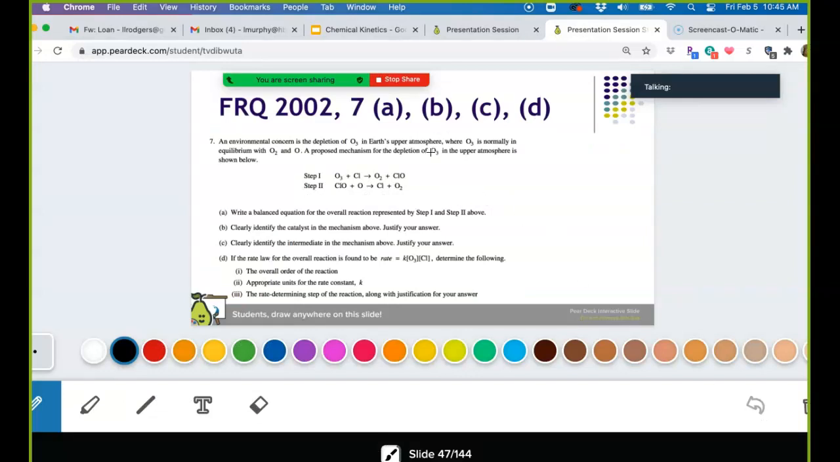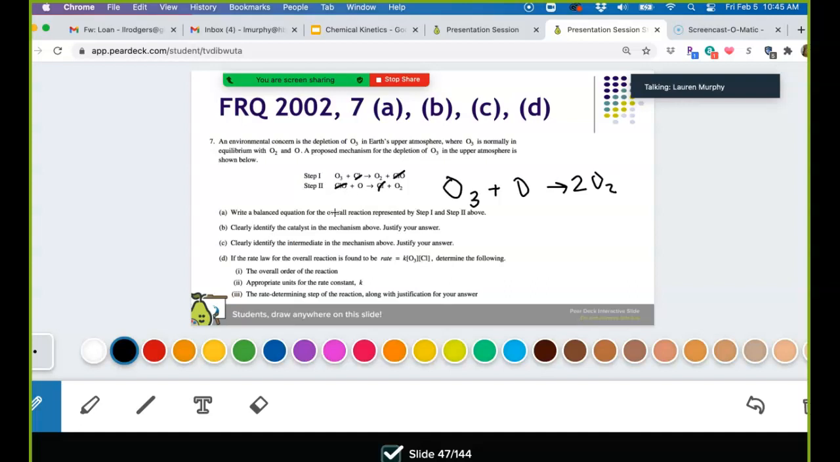All right, so the balanced equation would be ozone plus oxygen makes two O2s. That is because the ClO should cancel, and so should the Cl. Clearly identify the catalyst and the mechanism. Well, chlorine is definitely the catalyst. Why? Because it goes in and it comes out unchanged. Clearly identify the intermediate. The intermediate is ClO because it gets produced and then consumed.